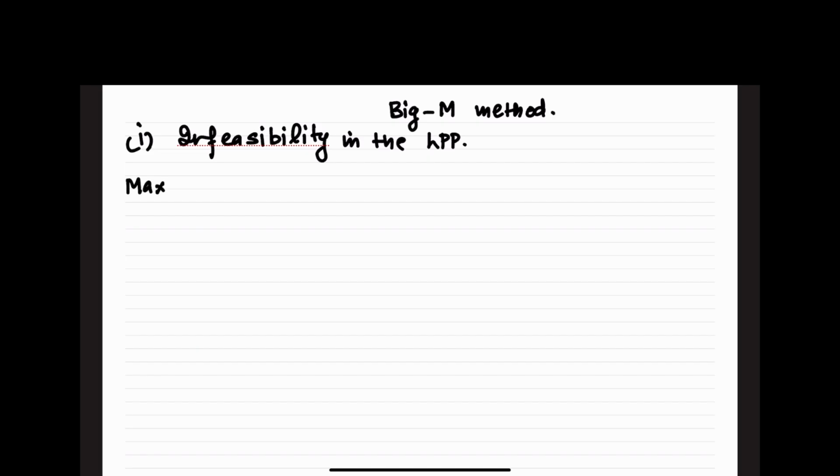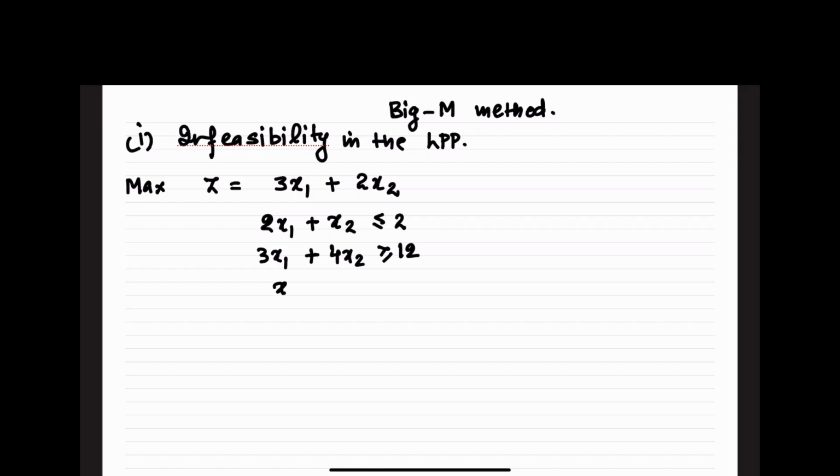Maximize z equals 3x1 plus 2x2, and the constraints are twice x1 plus x2 less than equal to 2, 3x1 plus 4x2 is greater than equal to 12, x1 comma x2 both are non-negative. So we convert this into equations.